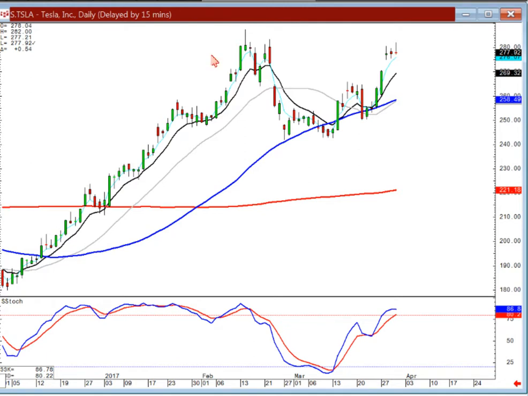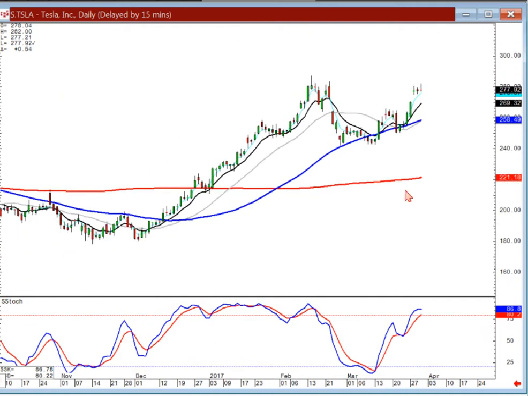So here's Tesla. Look at this on a much smaller scale. Wave 1, wave 2. If this breaks out, you're in wave 3, same magnitude move as this right here.